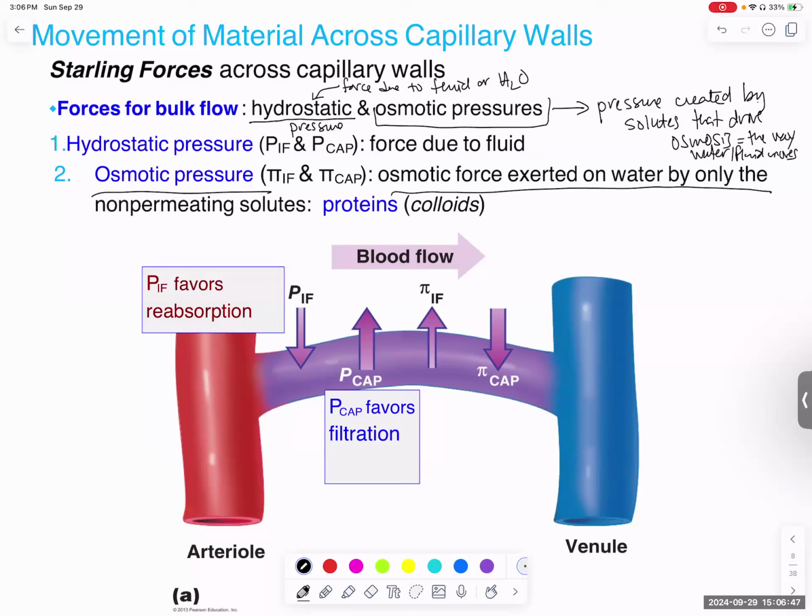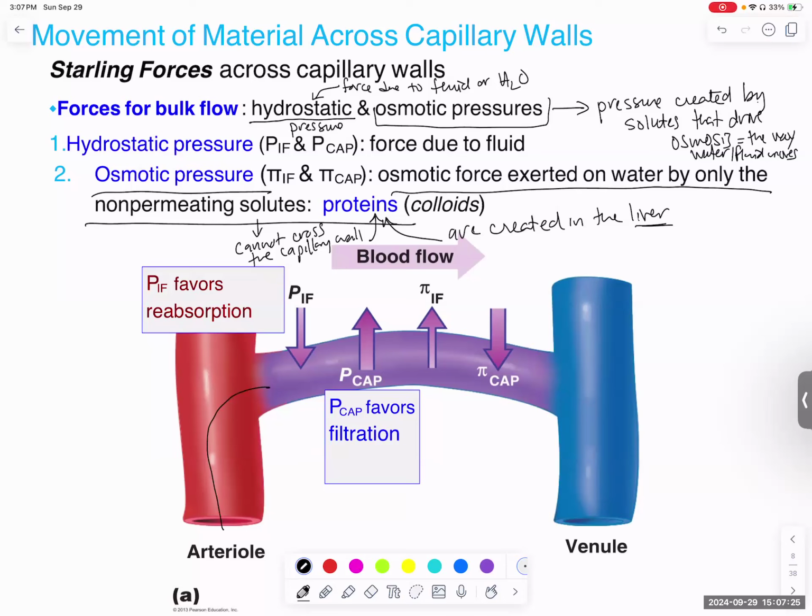Osmotic force exerted on water by the non-permeating solutes. Those are the solutes that cannot cross the capillary wall. And what are those? Those are plasma proteins. And these proteins are created in the liver. This is one reason your liver is extremely important for moving fluids around your body in and out of your circulatory system, is the liver creates plasma proteins for osmotic pressure.